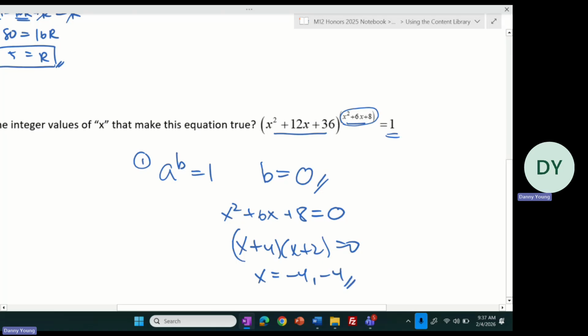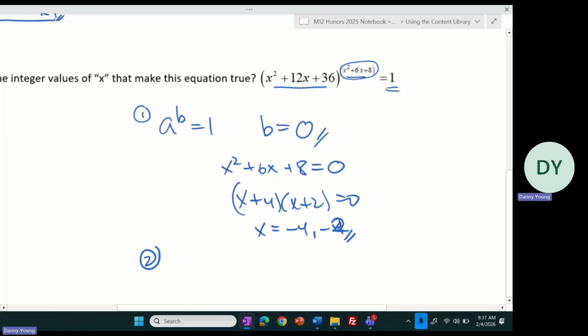Option number 1. I'm so sorry, just making sure you pay attention. Okay, option number 2. A to the power b is equal to 1 when a is equal to what? 1. When a is 1, now if a is 1, b must be what kind of a number?